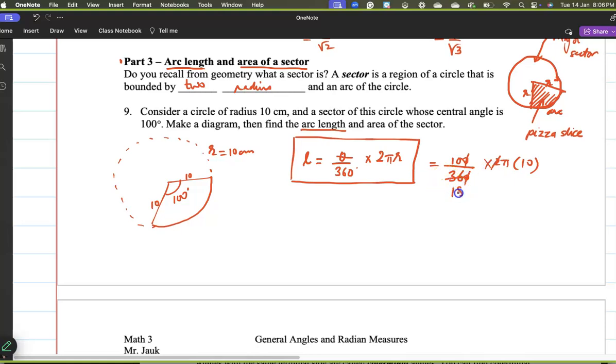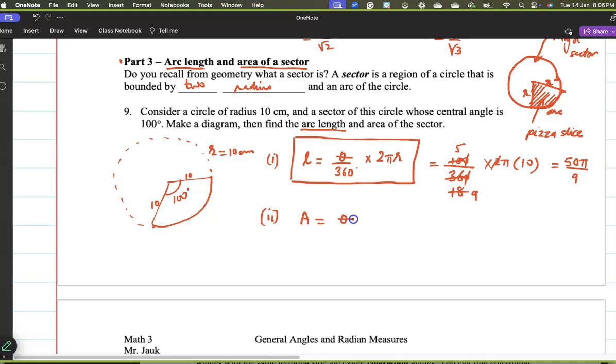2 18s, 2 5s, 2 9s are 18. So that's 50 pi upon 9. Yeah, because of the 10. Now, what is the area of the sector?